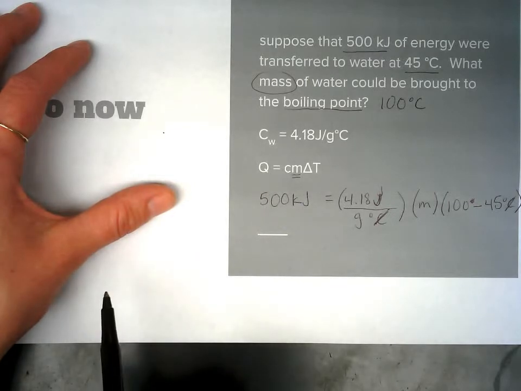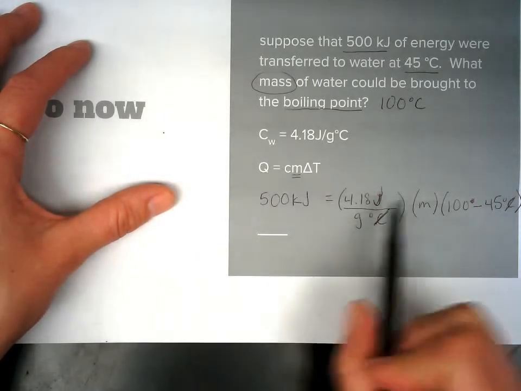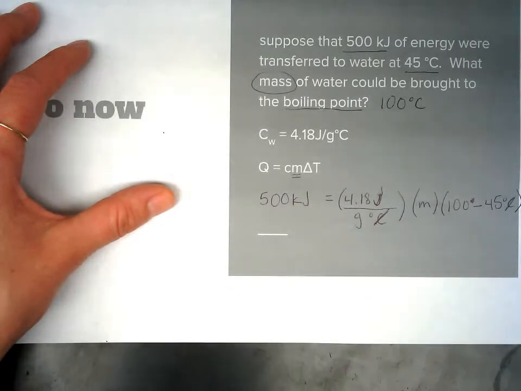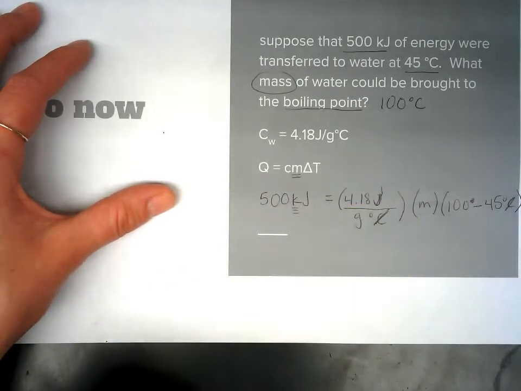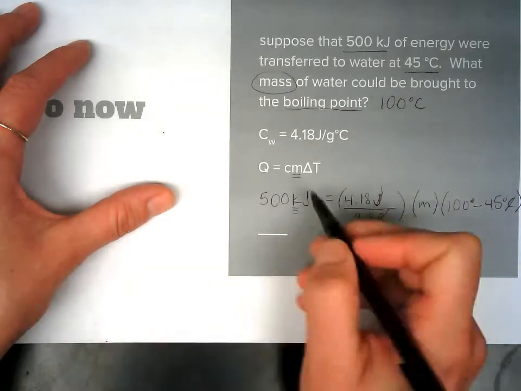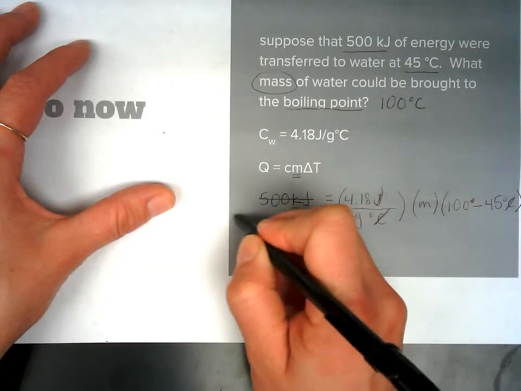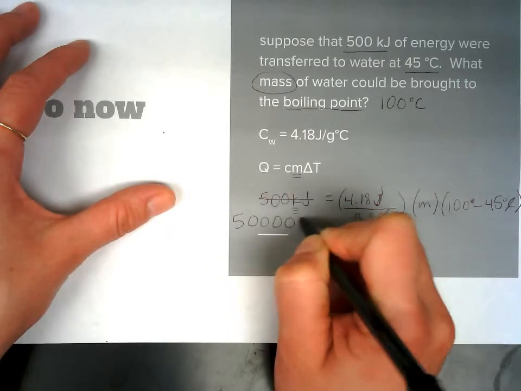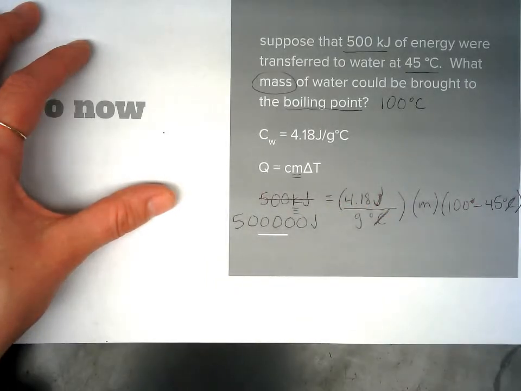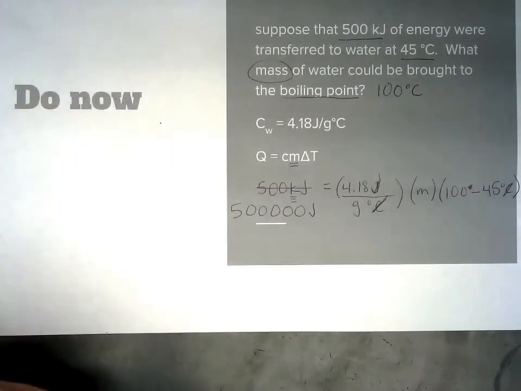Now I also noticed another problem here before we get started, and that's that I have joules here but kilojoules here. So remember that this K basically is taking the place of 3 zeros. So I can expand this and write out 500,000 joules, and that would be the same thing. So let's work this out.